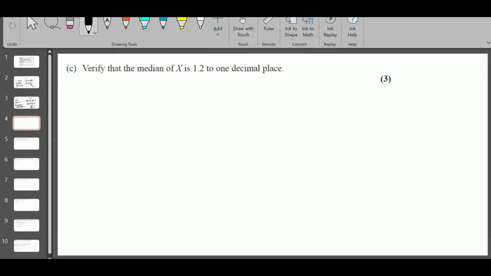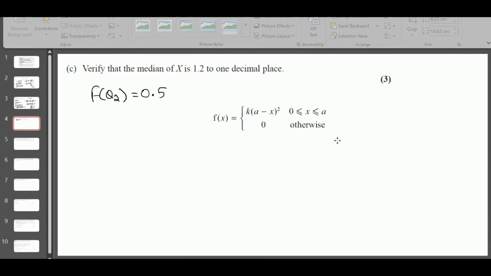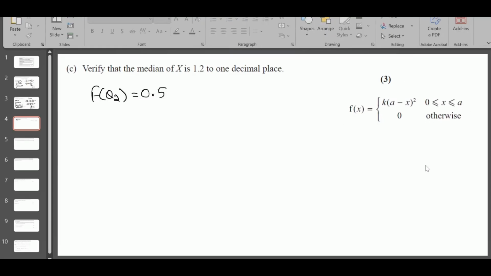Part C now. Verify that the median of x is this. The median is basically a value of x. When you sub it into the cumulative distribution function, you should get 0.5, because it's the 50th percentile. So we need capital F of x, right? Okay, I have copied the small f of x here. Let me find capital F of x by integrating this.